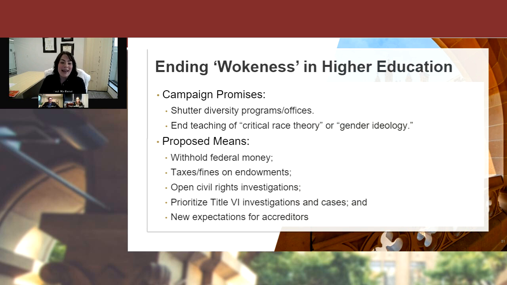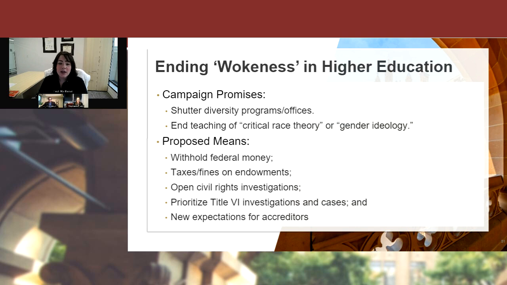We also see an increased focus on ending wokeness in higher education. That might be a term that you see frequently come up either in the news or on your campuses. And in Trump's campaign, we have seen promises to shutter those diversity programs and offices, your DEI offices, end the teaching of critical race theory and gender ideologies.